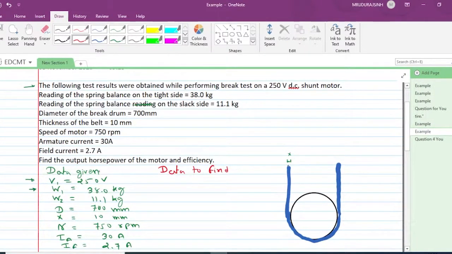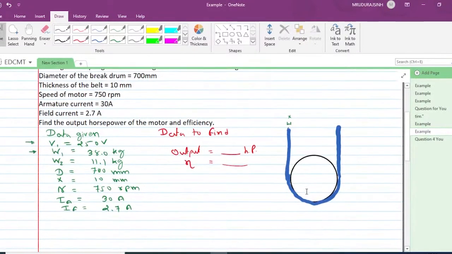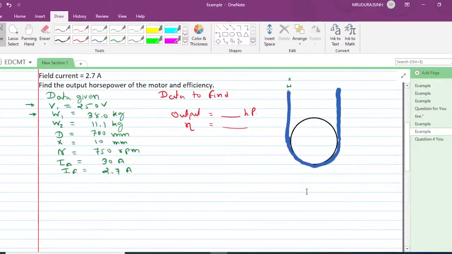What data do we need to find? Output horsepower. So we need to calculate the output power in HP and the motor efficiency. This example is quite similar to the previous one, right? But there is some small difference because different data is given to us. So let's understand the difference.